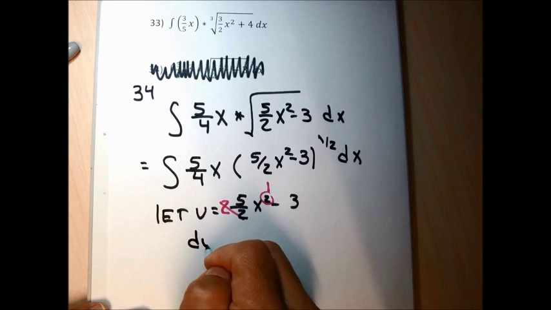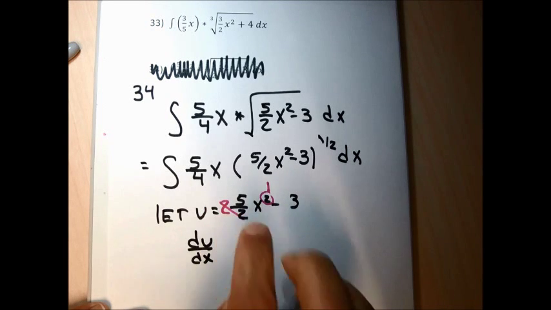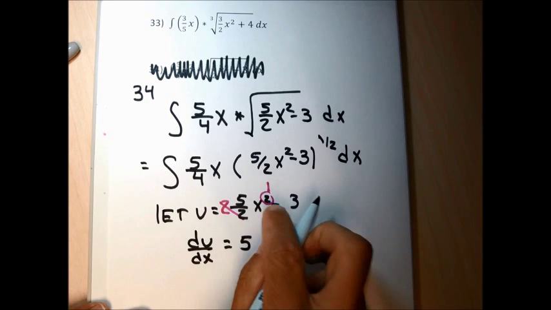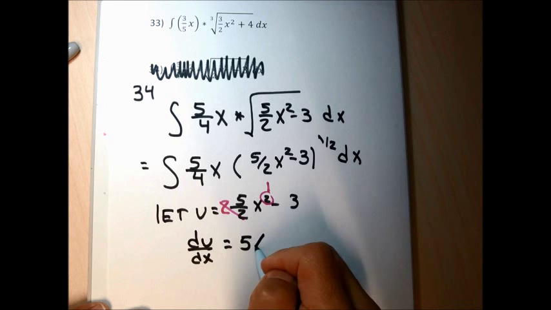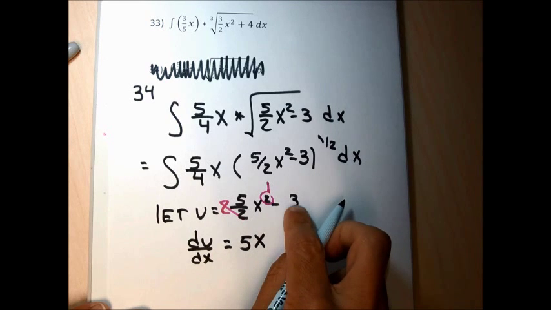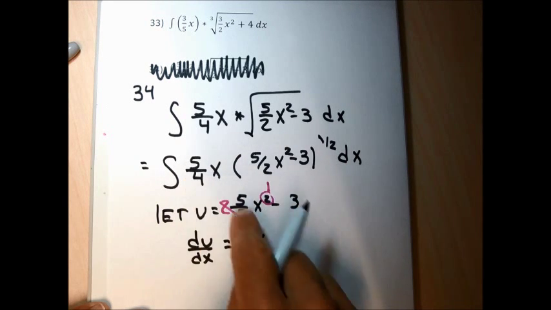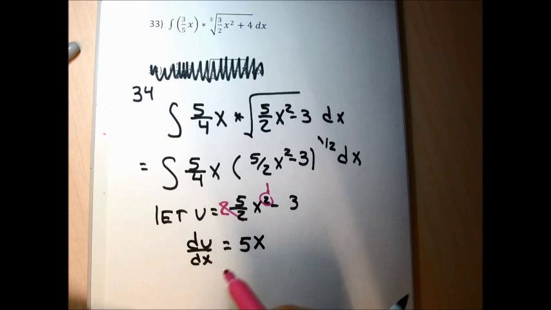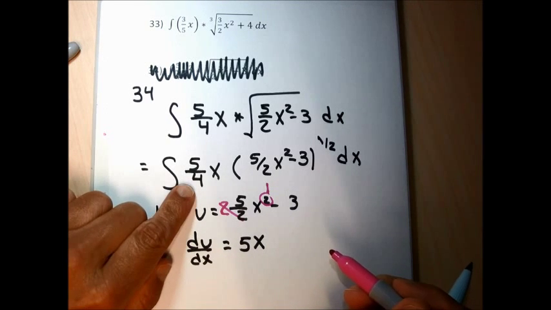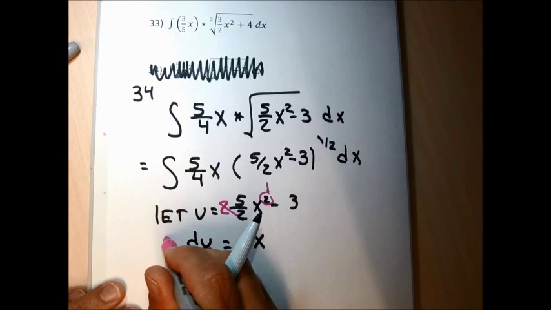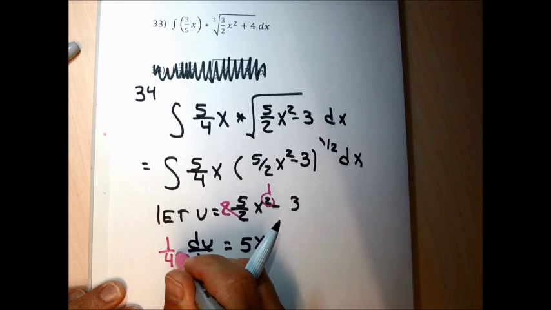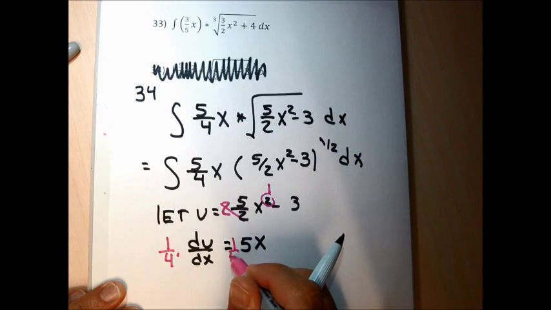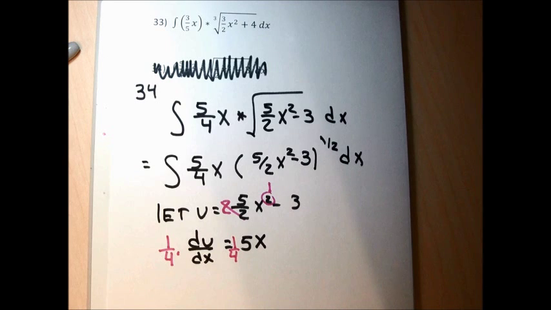And I'm going to get du dx is 2 times 5/2. The 2's cancel, and I get a 5. I lower the exponent by 1 and get an x. And then the minus 3 has a derivative of 0. Unfortunately, I'm replacing a 5/4 times x. And how do I get a 5/4 times x? I either divide by 4 to get that 4 in the denominator, or multiply by 1/4. And on the left side, it's going to be easier to multiply by 1/4. So I'm going to multiply by 1/4 on both sides.